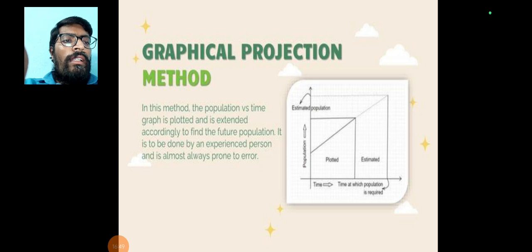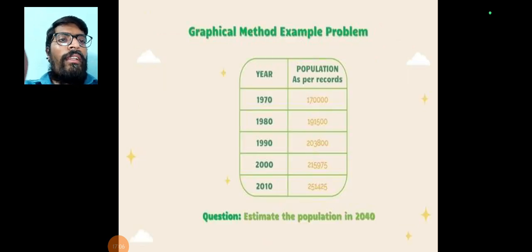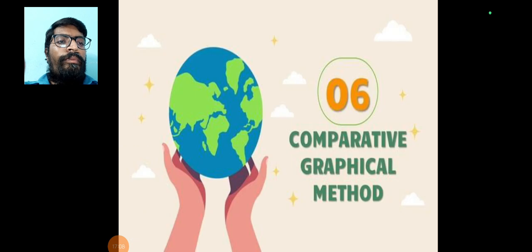If the time increases from decade to decade, the population also increases. The population increases and the time increases, and that is plotted on the graph. So this method is called the graphical projection method. Now coming to the next method, the comparative graphical method.